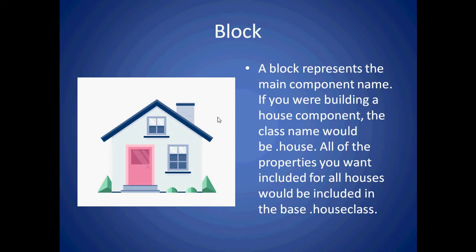Whenever you are building an application, first you will think from a larger perspective, and you should give a class name for that bigger component, and give the styles which are common across all the components. If you want to build another house, the common features, we have to write inside this style class. That is what B stands for: block.